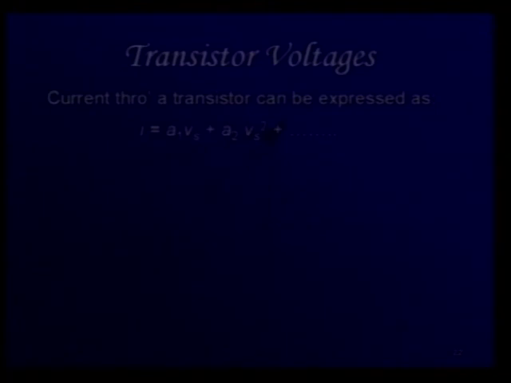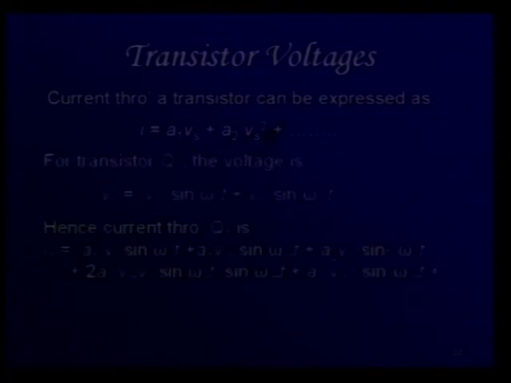The power series you can always expand on. And for transistor Q1, we have voltage V1, which is Vc sin omega Ct, which is common to both Q1 and Q2, plus Vm sin omega Mt. And so the current through Q1, I1, is equal to A1 Vc sin omega Ct plus A1 Vm sin omega Mt plus A2 Vc square sin square omega Ct plus 2 A2 Vm Vc sin omega Ct sin omega Mt plus A2 Vm square sin square omega Mt.